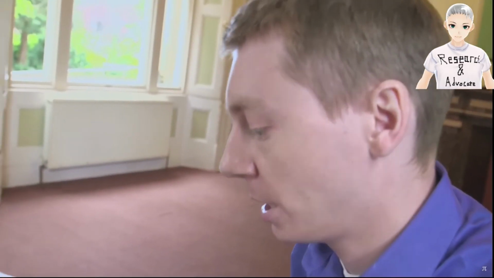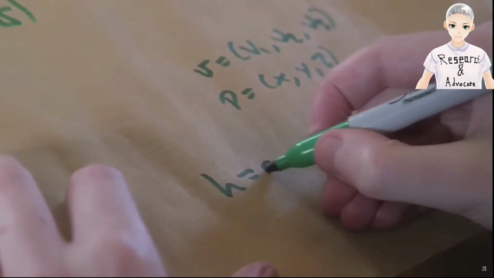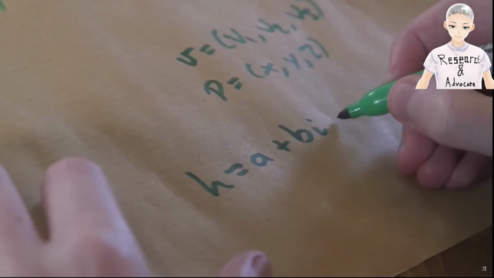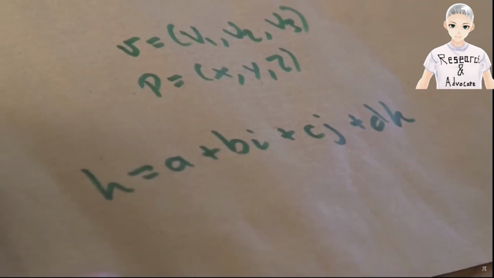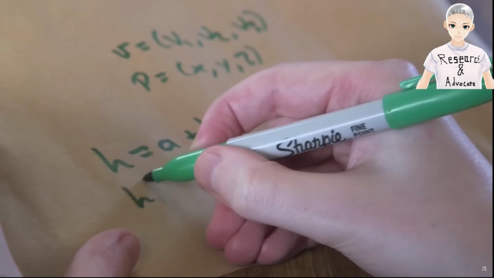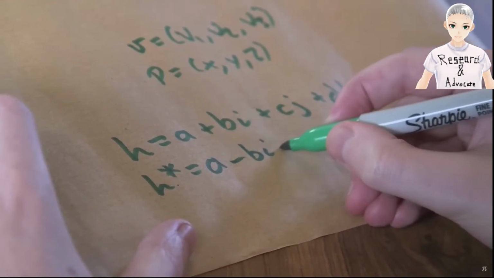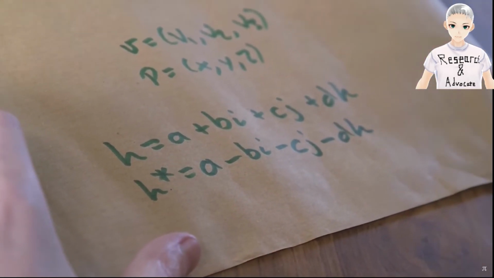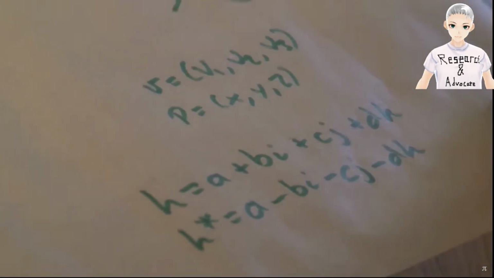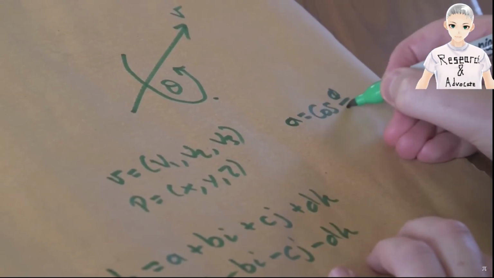It looks like this. A quaternion, let's call it H, would be something like A plus BI plus CJ plus DK. And actually for this, I do need another little thing, something called H star. And H star is A minus BI minus CJ minus DK. Right. If I want to rotate by an angle of theta, A, B, C and D are defined as: A is going to be equal to cos of theta over 2.